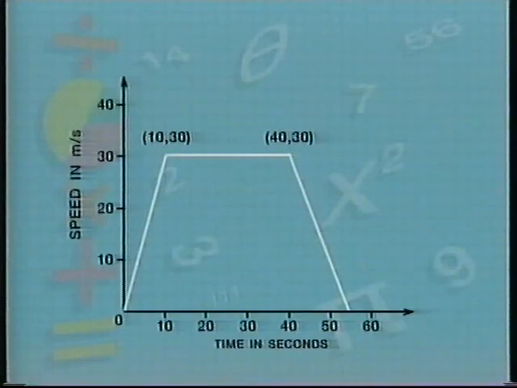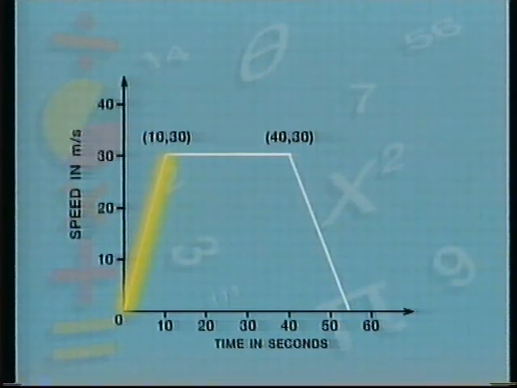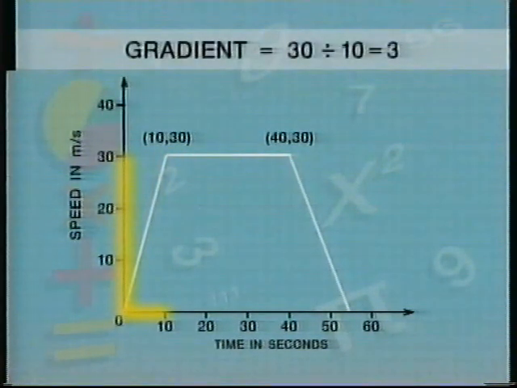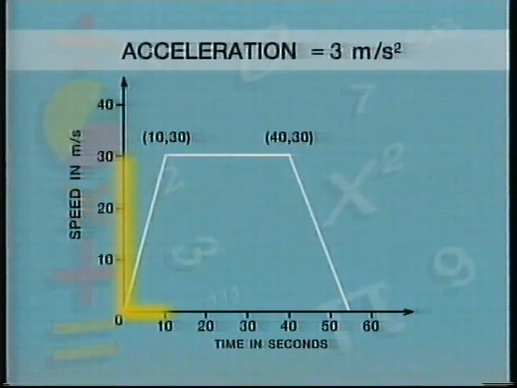A velocity time graph is different. The gradient of the line here gives the acceleration or the deceleration, and the area under the line is the distance travelled in a certain time. Here's a graph of a car's journey. The initial acceleration is the gradient of the first part. This comes out as 30 divided by 10, which equals 3. The units of the gradient are metres per second squared.